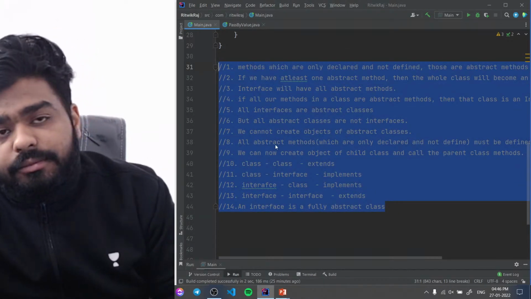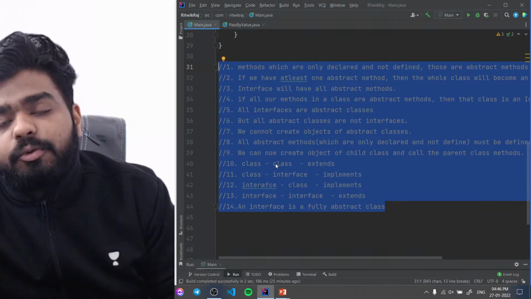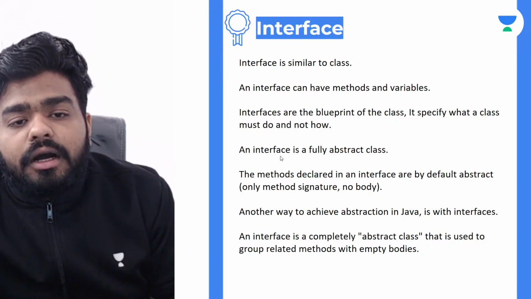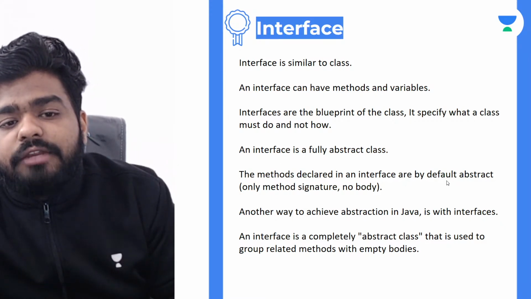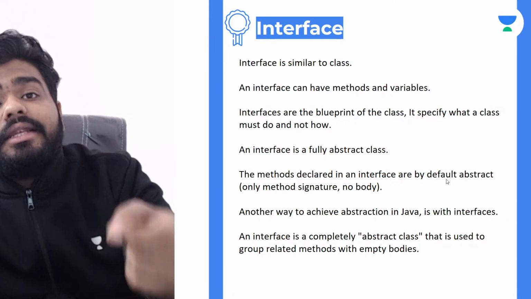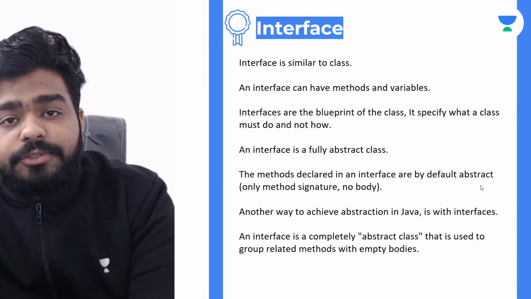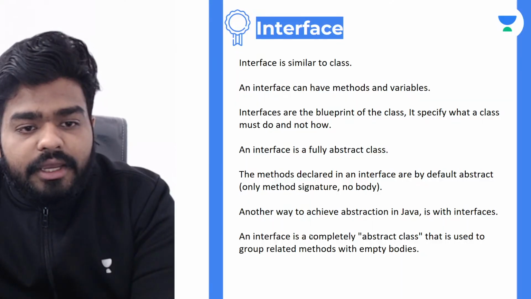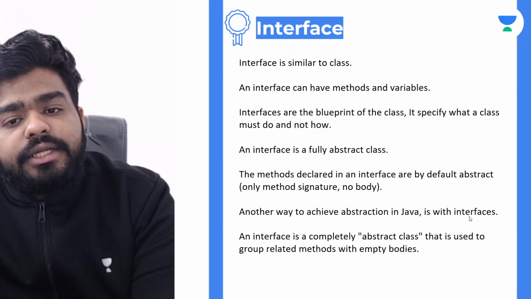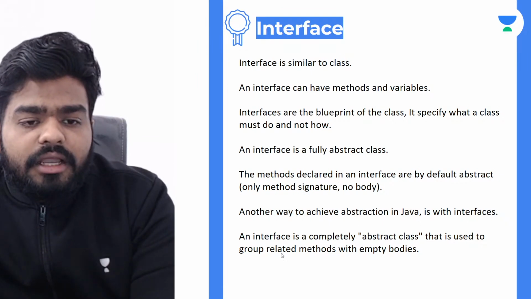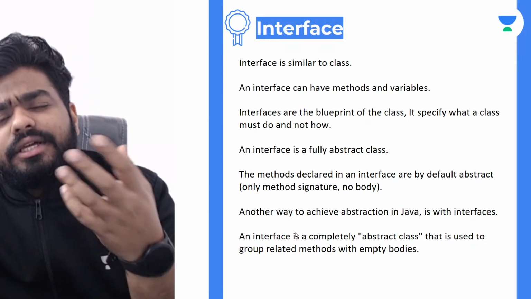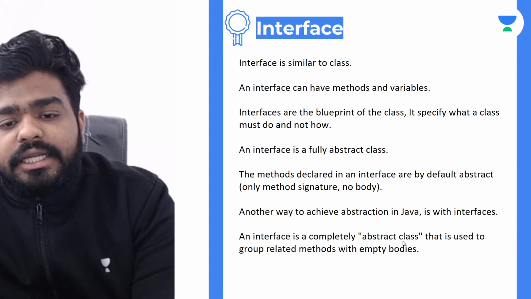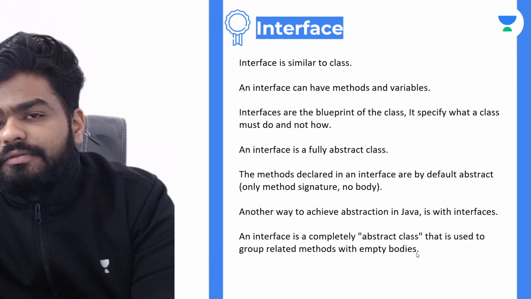अगर आपको बहुत अच्छे से समझना है कि एब्स्ट्रैक्शन इंटरफेस क्या है, तो ये पॉइंट्स आपको हेल्प करेंगे समझने में। Now the methods declared in an interface are by default abstract. We know that, right? These all are abstract. Another way to achieve abstraction in Java is with interfaces. मतलब एब्स्ट्रैक्शन को अनदर वे से अचीव करने के लिए इंटरफेसेस हैं। बहुत कॉमन चीज समझ में आ गया होगा। Interface is a completely abstract class that is used to group related methods with empty bodies.